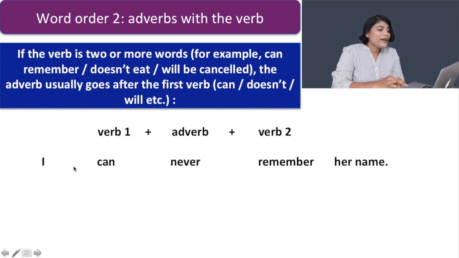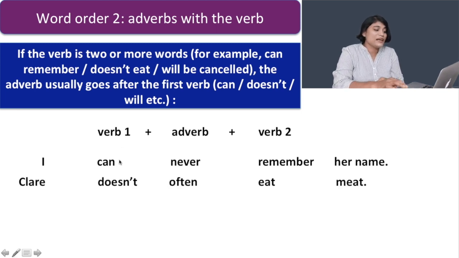Here, I can never remember her name. Here in this example, can is an auxiliary verb and remember is the main verb. So can is the first verb and you have to put the adverb after can, after the first verb. Next example, Clara doesn't often eat meat. Here often is used after the first verb doesn't.